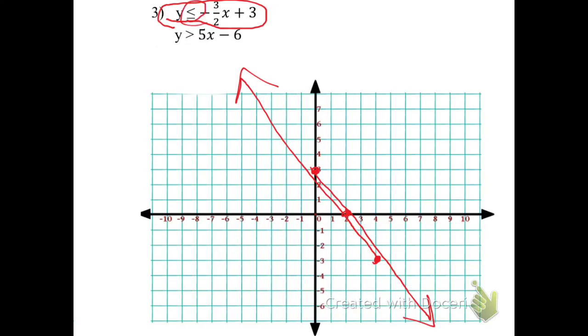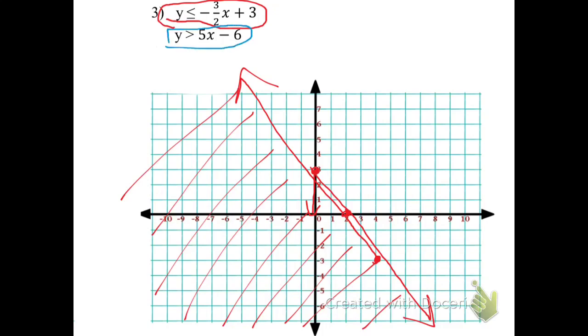Once again, look at your inequality symbol. This is less than or equal to. Less than is that direction. So we're going to shade this side of the line. The first line is done. Let's move on to the second one, which I'm going to do in blue.